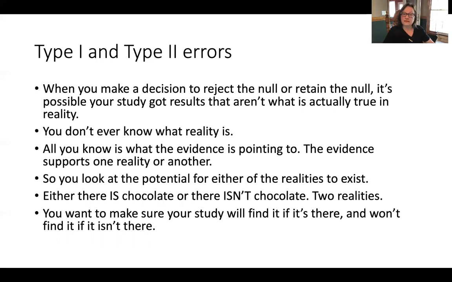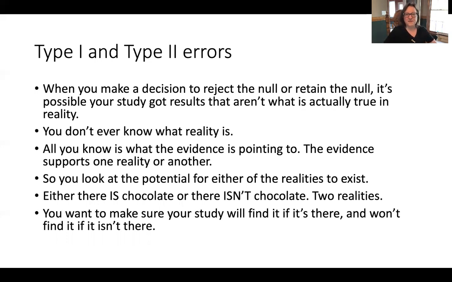So in this example with chocolate, either there is chocolate and that is reality, or there is no chocolate in my daughter's room and that is reality. One of those two realities is the truth. I don't know what the truth is. All I know is what my study tells me. So I go in the room and I look for the chocolate. That's my study. Do I find the chocolate or do I not find the chocolate?